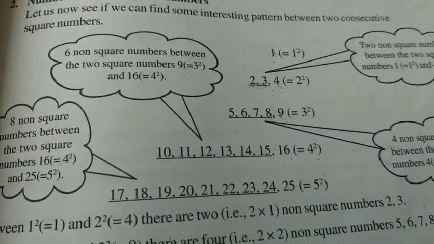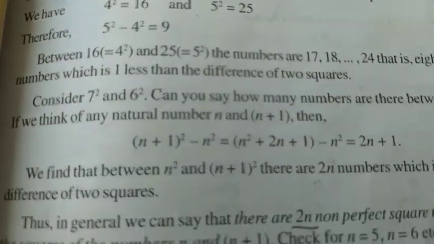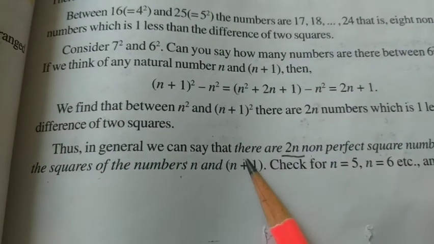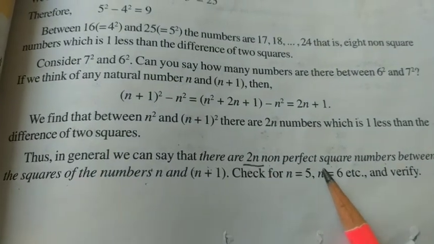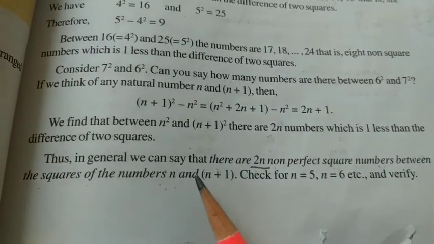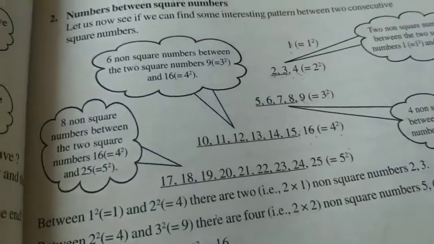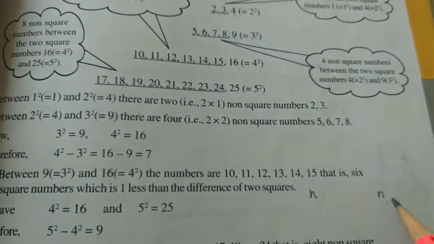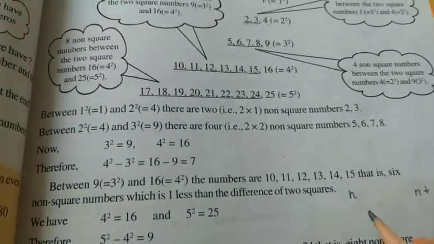Like this, for any numbers they give, how do we find out? See, they have given at the last: thus, in general, we can say that there are 2n, 2 multiplied by n, non-perfect square numbers between the squares of the numbers n and n plus 1. Check for 5 and 6. Okay, let's see. n and n plus 1. They are given here 5 and 6.